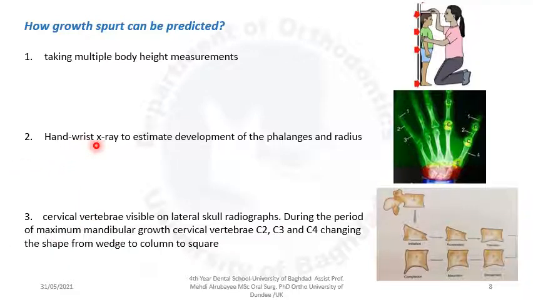Secondly, by hand-wrist X-ray to estimate the development of the phalanges and radius, because there is certain ossification of phalanges and radius during the pubertal growth spurt. And the third one is by cervical vertebrae visible on lateral radiograph during the period of maximum mandibular growth. Cervical vertebrae C2, C3, and C4 change shape from wedge to column shape.